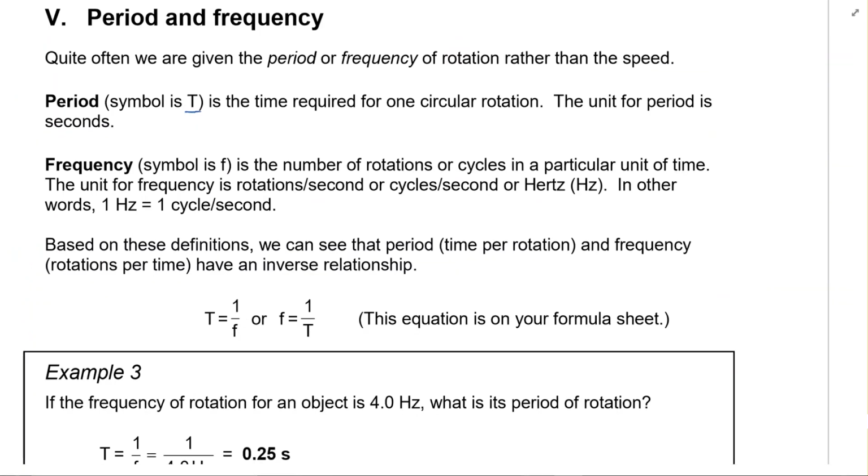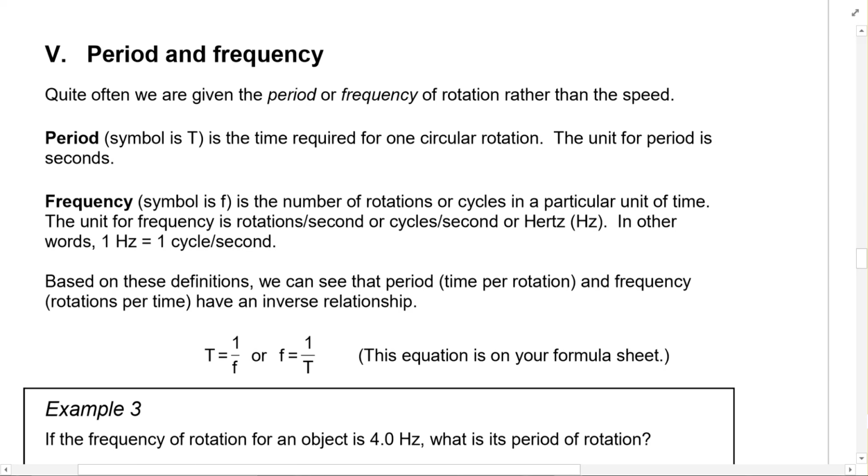Okay. Another concept that's going to come up a lot, and in Physics 30 as well, is the idea of period and frequency. They're really two sides of the same coin. So listen carefully to the definition here. Period has the symbol T, for time. It is just the amount of time required for one circular rotation.